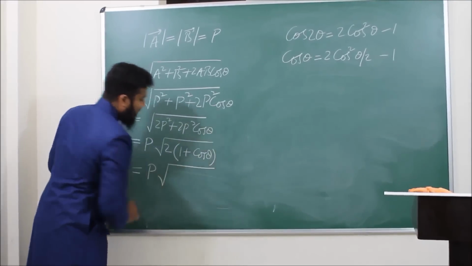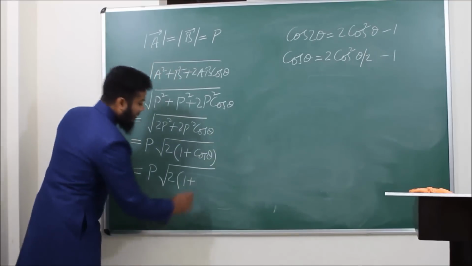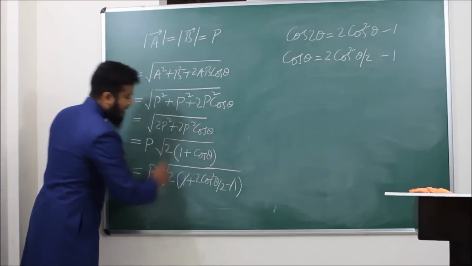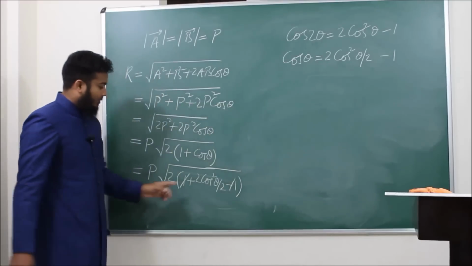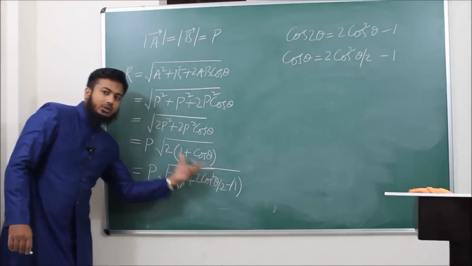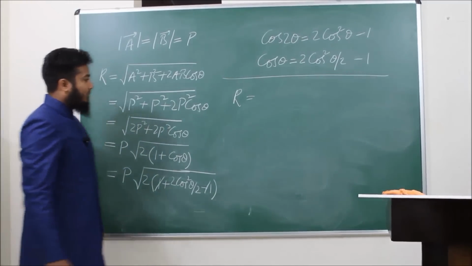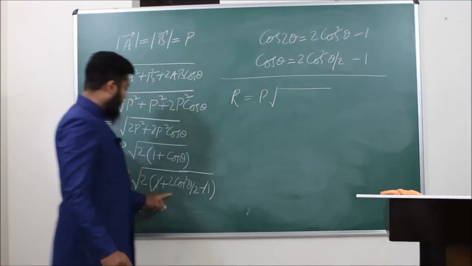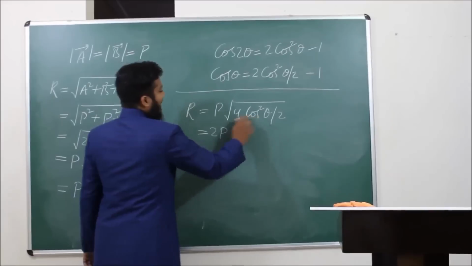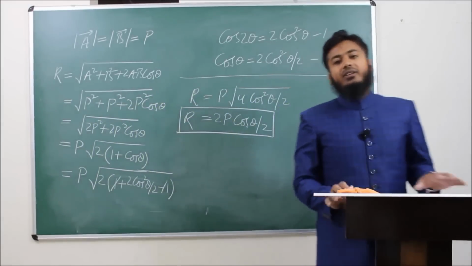P and square root of 2 into 1 plus. Now in place of cos theta, I can write 2 cos square theta by 2 minus 1. Then this plus 1 and minus 1 cancel out. And what we have now, 2 into 2 is 4, and that comes out of the square root as just 2. And cos square theta by 2 will also come out of the square root. So the magnitude of the resultant will be p, then 2 and 2, 4, and cos square theta by 2. Then 4 comes out as 2, so 2p and just cos theta by 2. So this is the resultant of two vectors having equal magnitudes.